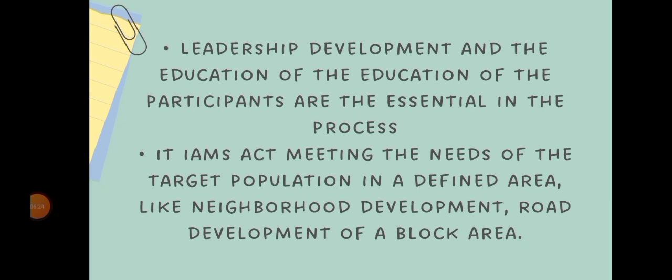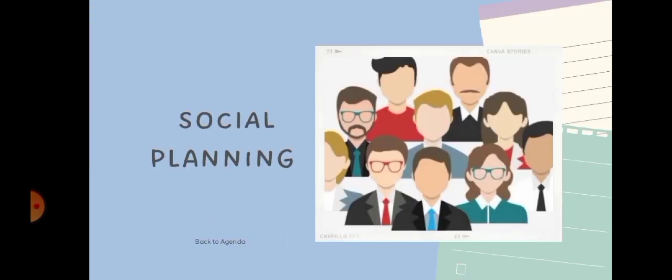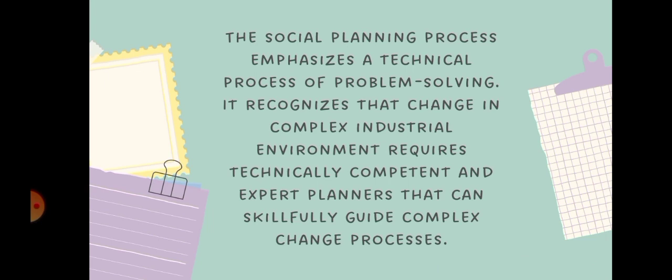That's why among the basic models of CO, it is community development or locality development that would require a lot of time for the goal to be achieved. And the second model is social planning. So social planning emphasizes a technical process of problem solving. It is recognized that change in a complex industrial environment requires technically competent and expert planners that can skillfully guide the complex change process.